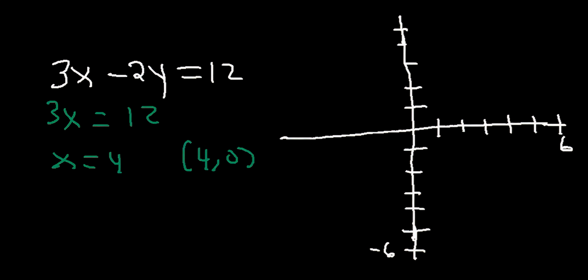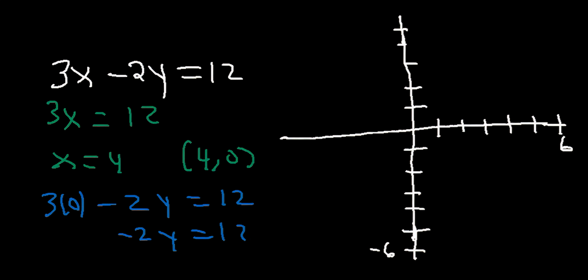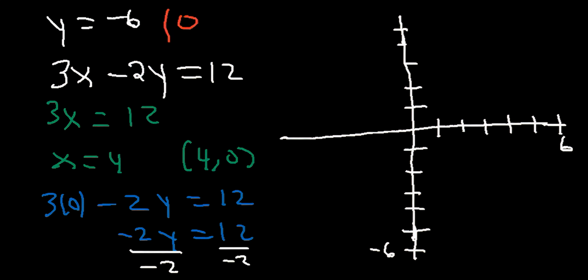And for the y-intercept, we're going to plug in 0 for x. So we're just going to get negative 2y is equal to 12. And we're going to divide both sides by negative 2. So we get y is equal to negative 6, which is the point (0, -6). So we have (0, -6) and (4, 0). And we're just going to connect those 2 points with a line.